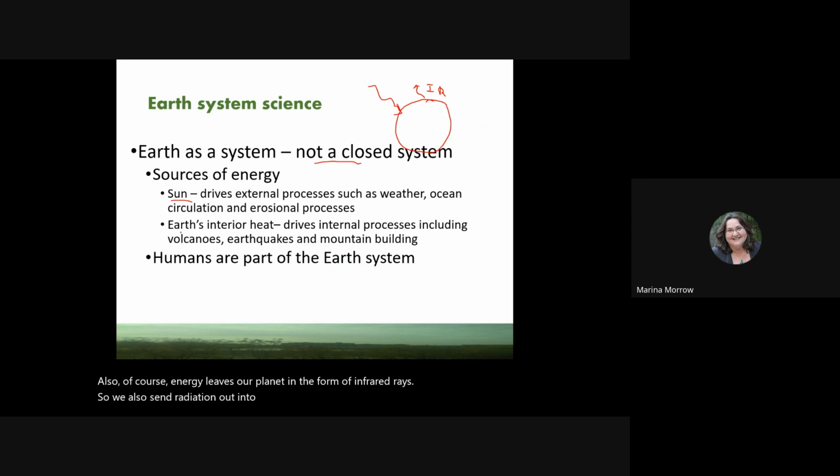Another place, the Earth has heat. All the heat in the core of the Earth that comes up drives processes, volcanoes, and then some of that gets radiated out into space too. So anyway, it's not a closed system. There's energy that can come in and energy that can leave. And of course, humans are also part of our Earth system. We also affect change.